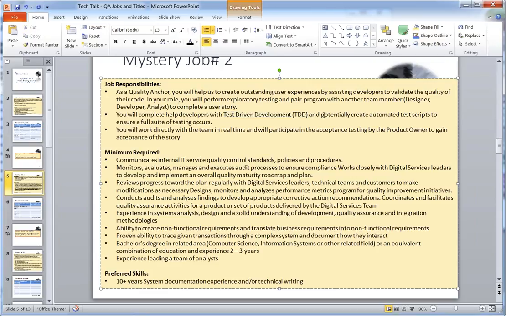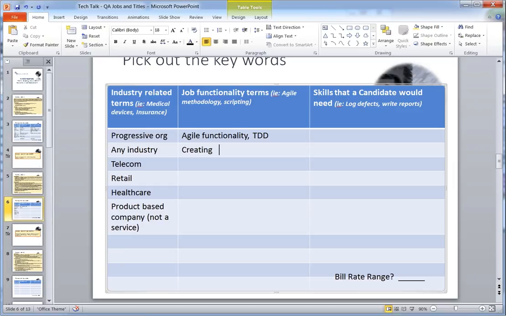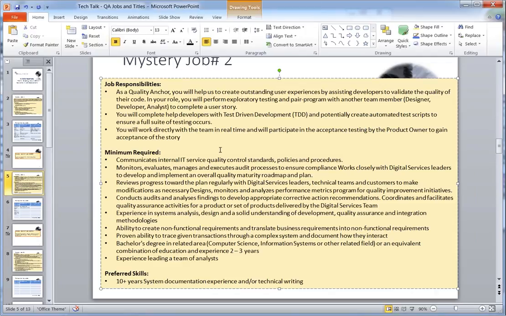What else? What job functionalities are here? Just even this sentence here. What do you guys see? I mean, the creation of the test script. Yeah. Starts with an A. Yeah, automated test scripts, right? That's even more important. So creating, okay, that's definitely going to be a main functionality of the job, or at least one of them.